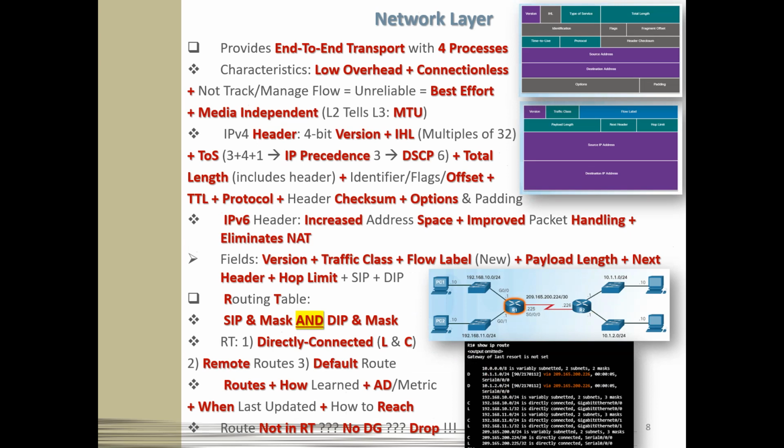Next up is network layer. Network layer provides end-to-end transport thanks to four processes. And it is important to remember these four processes at the network layer. The first process deals with addressing. The second process deals with encapsulation. The third process does the routing, the actual routing for us. And the fourth process performs the de-encapsulation.